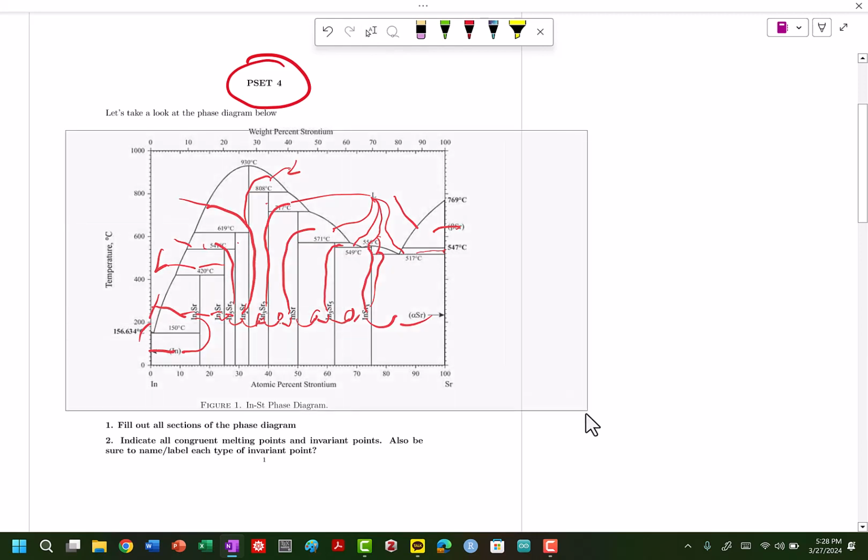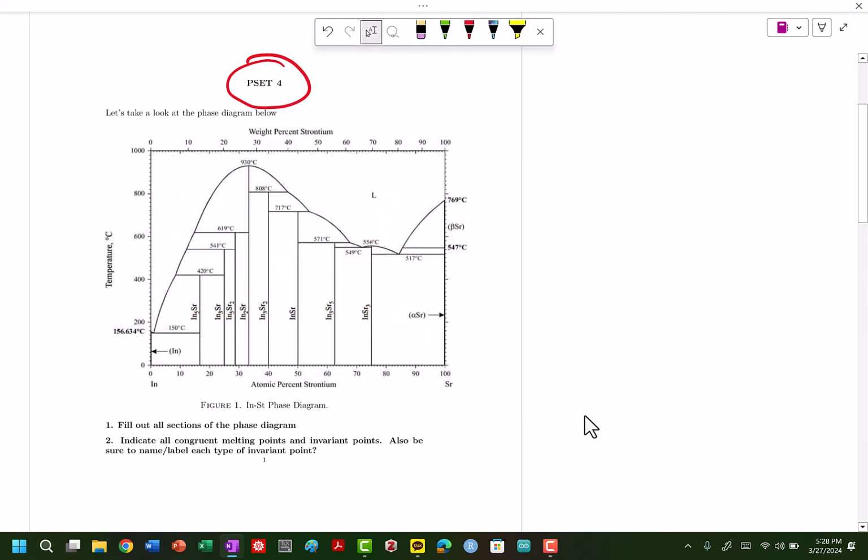Obviously, we want you to number it, but I'm going to be a little bit lazy. Congruent melting points. Here, here, where else? Here at 556, and then here. So that's it. Those are all the congruent melting points.